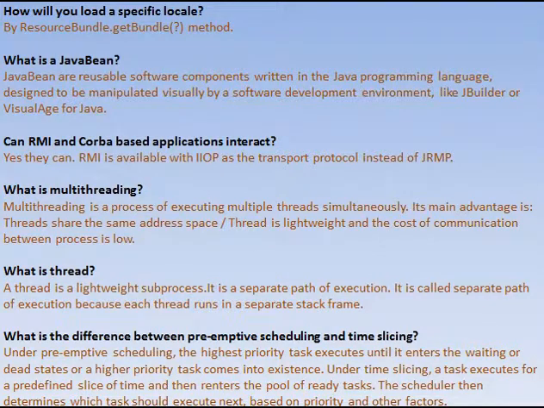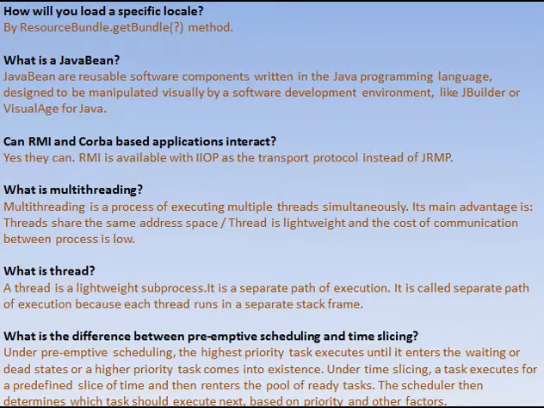What is multithreading? Multithreading is a process of executing multiple threads simultaneously. Its main advantages are that threads share the same address space, a thread is lightweight, and the cost of communication between processes is low. What is a thread? A thread is a lightweight subprocess. It is a separate path of execution. It is called a separate path of execution because each thread runs in a separate stack frame.